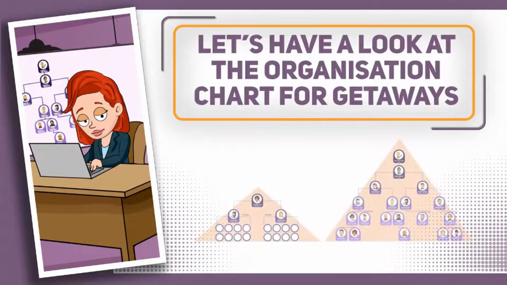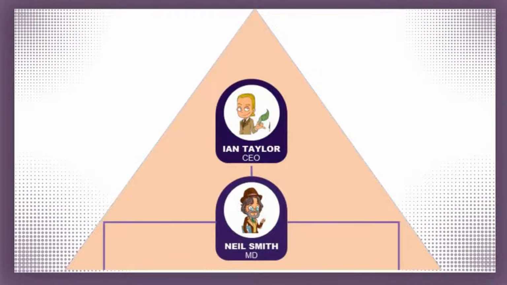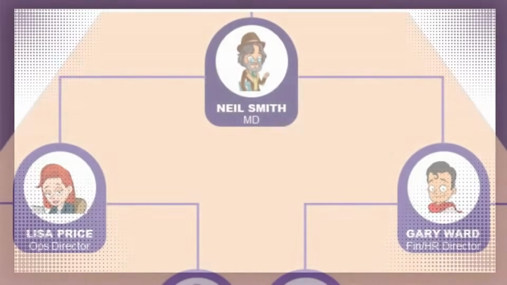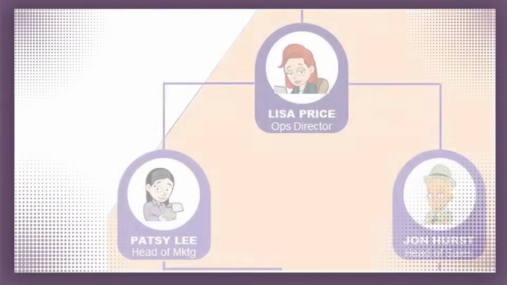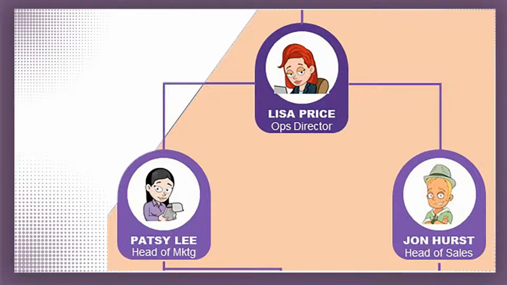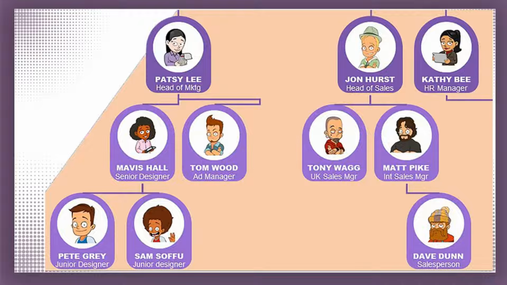The man at the top of Getaways, the Chief Executive Officer, or CEO, is Ian Taylor. And he only has one direct report, or we might say subordinate, and that is the Managing Director, Neil Smith. Neil Smith has 2 direct reports. The Operations Director, that's Lisa, and the Finance and HR Director, Gary. As the Operations Director, you can see that Lisa has 2 direct subordinates, the Head of Marketing, Patsy, and the Head of Sales, John.